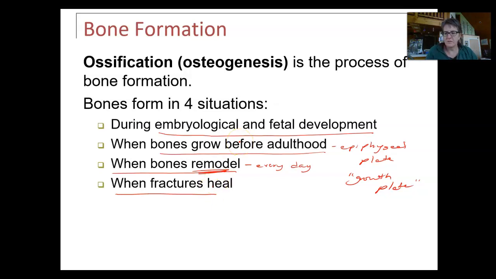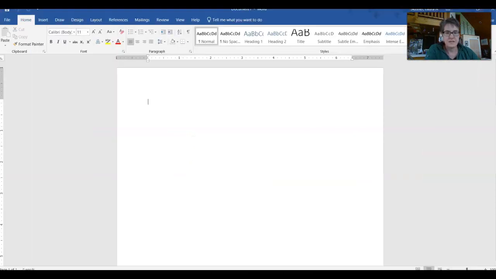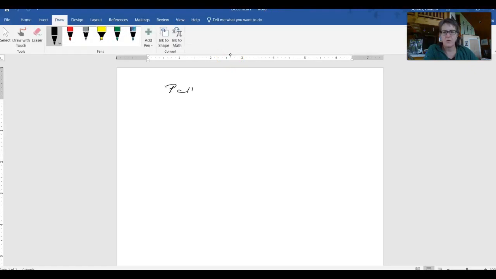So what I actually want to say about this is that all of this happens in the same pattern. It's the pattern of bone formation. I want to just start with this little foundation, and then we'll dive into the slides and be more specific and technical.